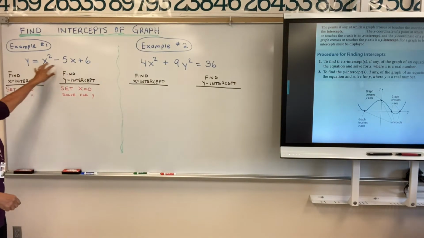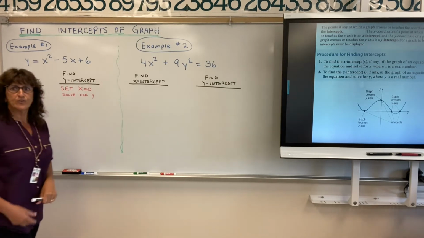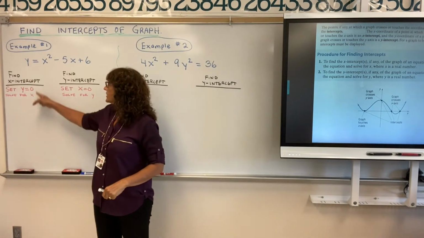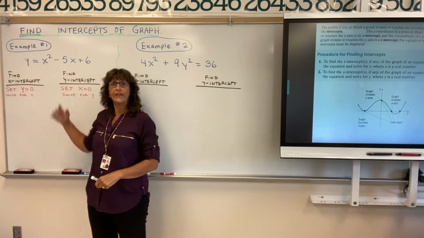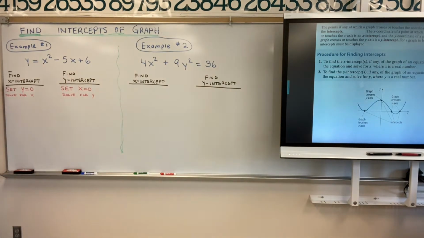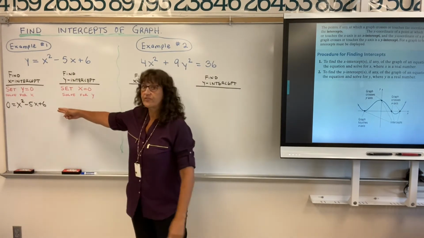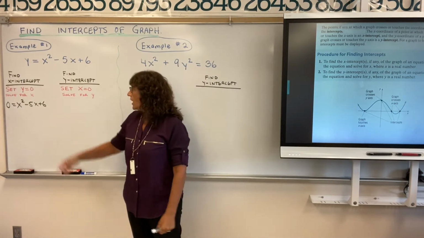So let's go ahead and see what we have here. Let's start with finding the x-intercepts. To find the x-intercepts here, we're going to set y equal to 0, and then we're going to solve for x. I'm going to move over here so you can see the work. We take this equation and substitute 0 in for y: 0 equals x squared minus 5x plus 6. Now we need to solve this quadratic for x.